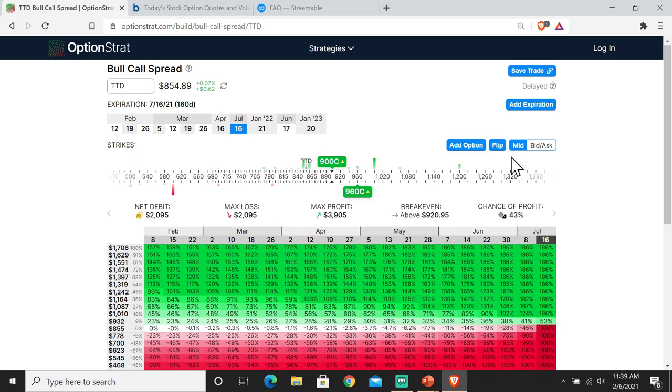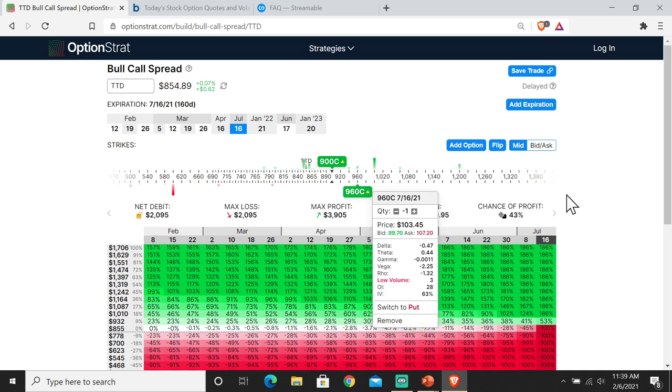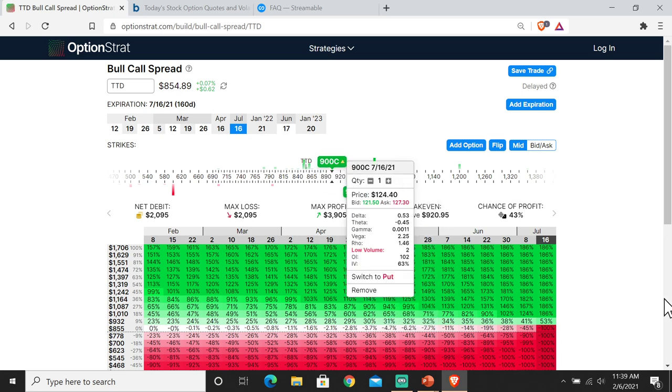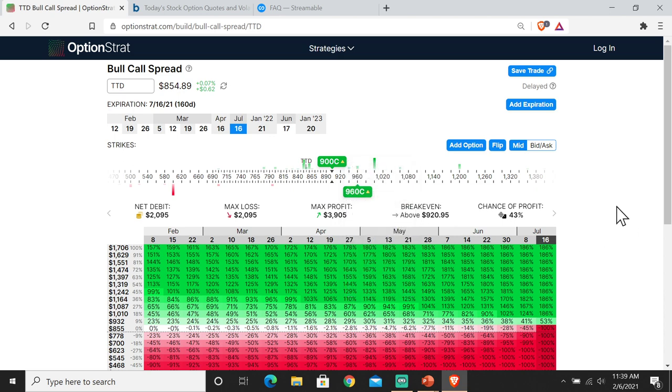What adjustments could I make to that TD bull call spread if I'm bullish on the ticker? I mean, if you're really bullish on the ticker, you could always just buy back this 960C, right? And just let this run. That's if you're really bullish. Otherwise you could always add another call or something, but basically at that point, it's a different kind of play. A bull call spread is used when you are bullish on a stock, but want to protect yourself from too much downside risk.